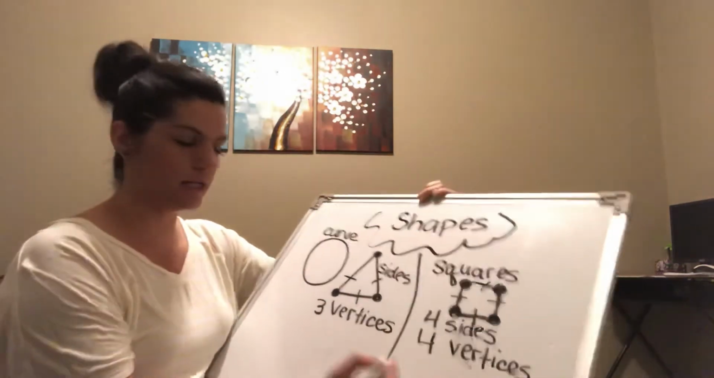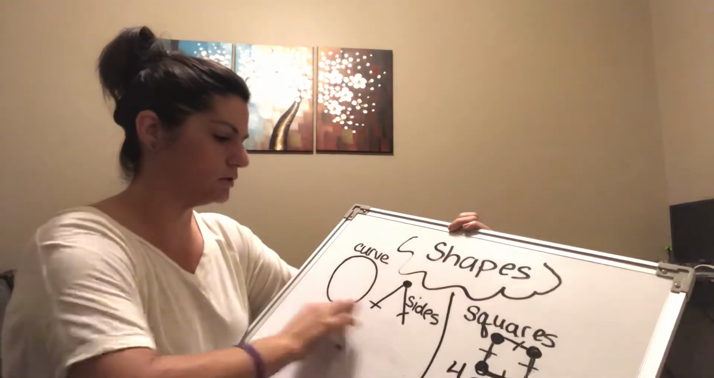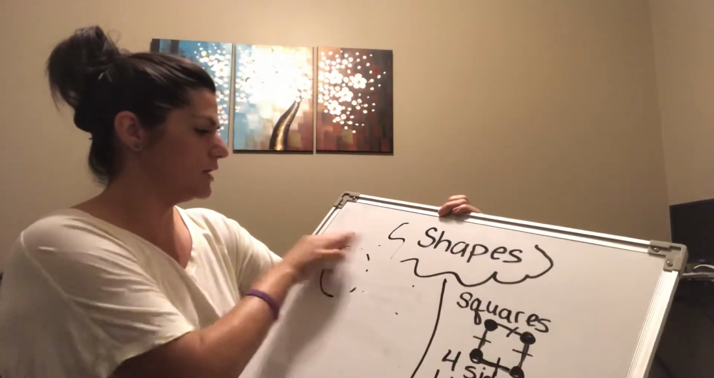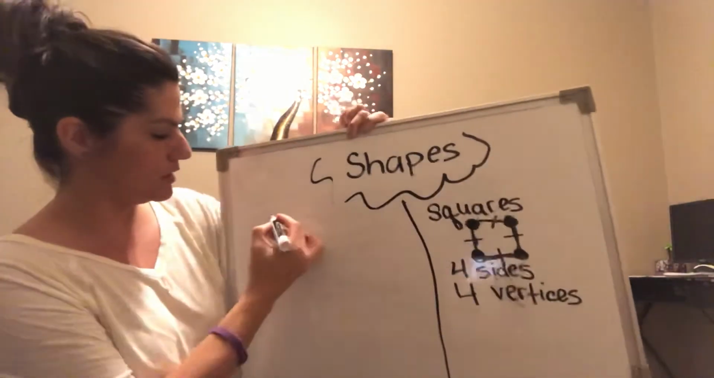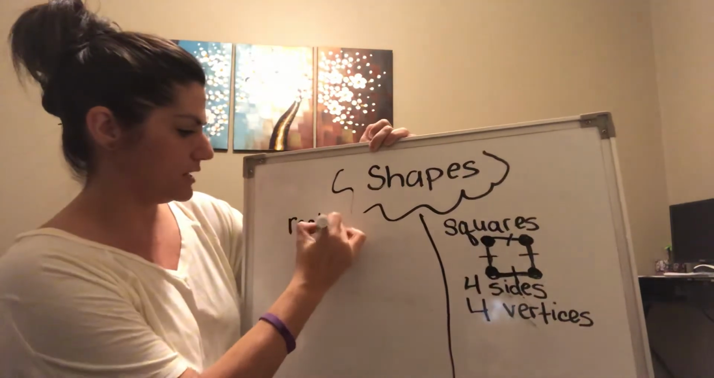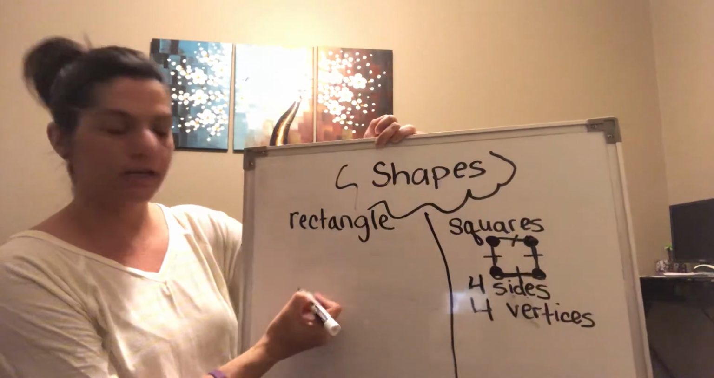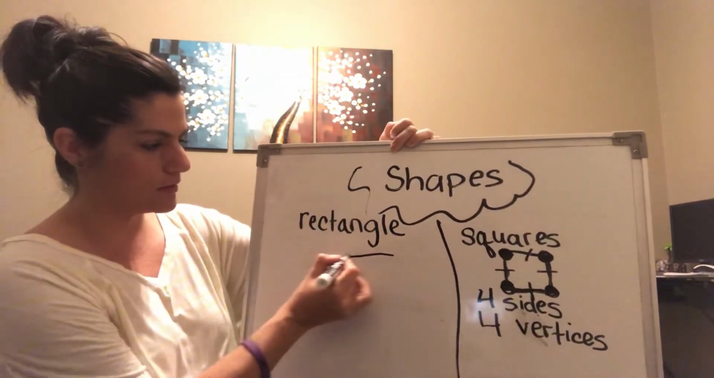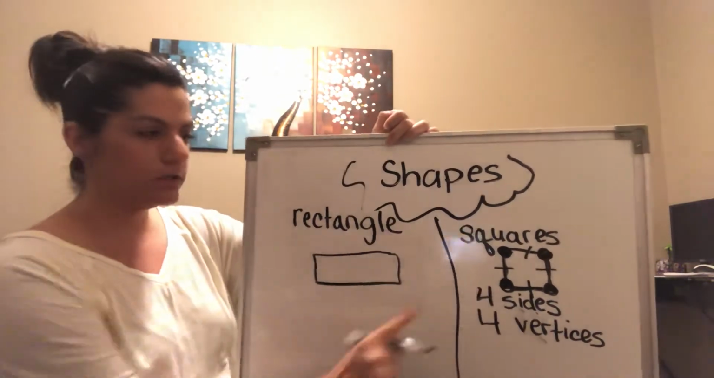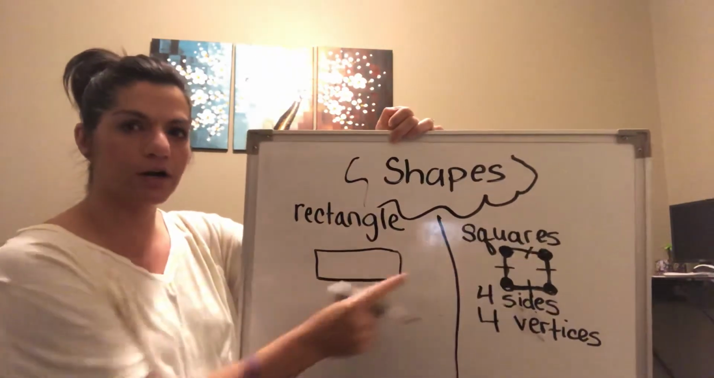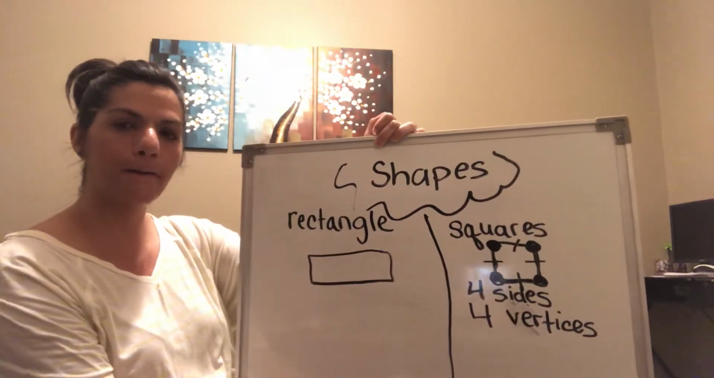So let's go ahead and I'm actually going to erase where I talked about triangles and circles. Let's talk about rectangles. All right, so on this side, I'm going to write the word rectangle. Okay, and then a rectangle looks like this. Okay, so look at the 2 different shapes I just drew, the square and the rectangle. What makes the rectangle different than the square?